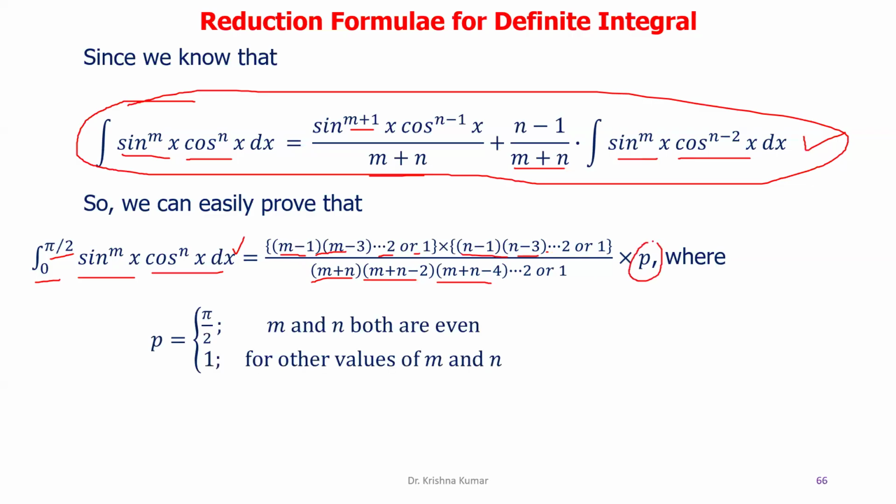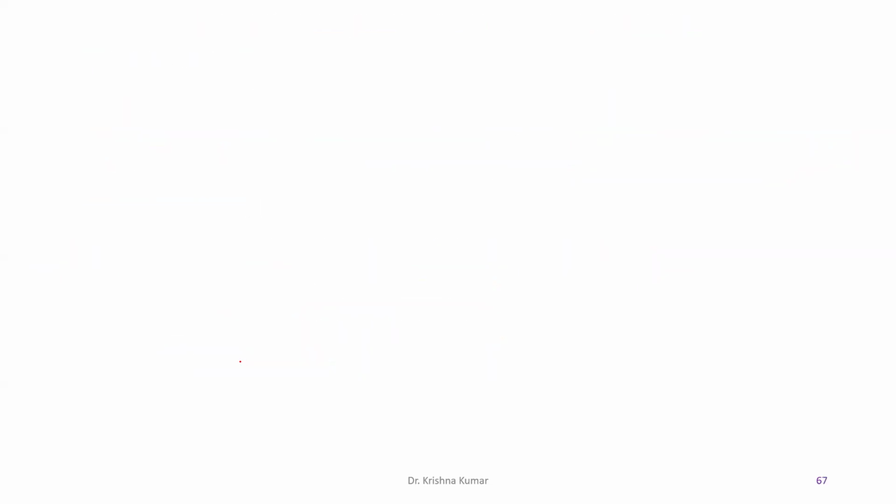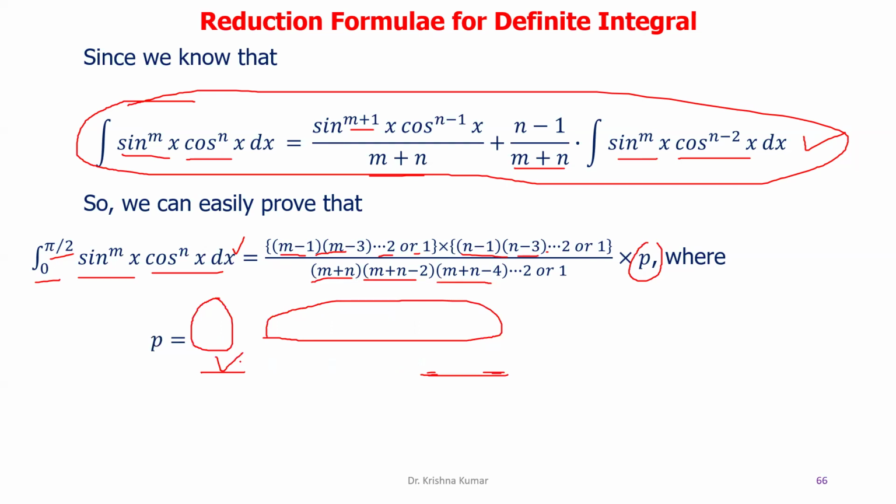where p is equal to pi by 2 if m and n both are even, and its value is 1 if m and n are not both even. It may also happen that m is even and n odd, or m odd and n even, or both are odd. So if both are even, then we have to multiply by pi by 2, and otherwise, we have to multiply by 1. So these are some reduction formulas based on the definite integral.